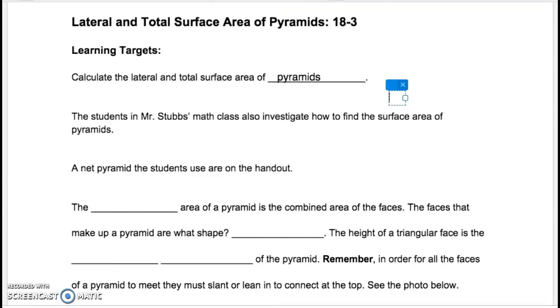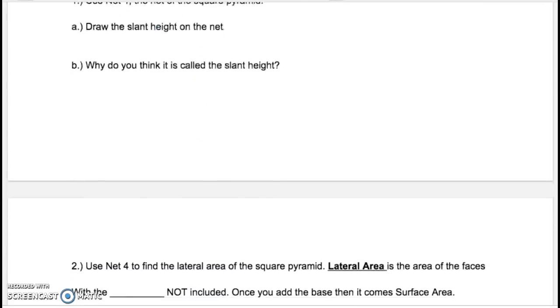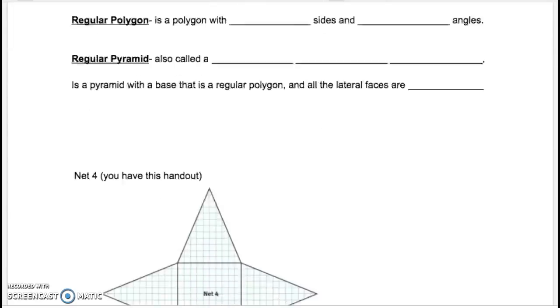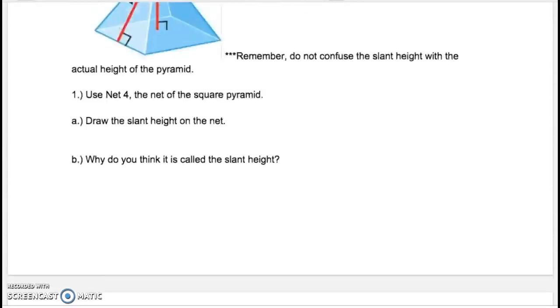The next section says the students in Mr. Stubbs' math class also investigate how to find the surface area of pyramids. A net pyramid the students use is on the handout. So your handout should have that net right there that I have down at the bottom of my notes.